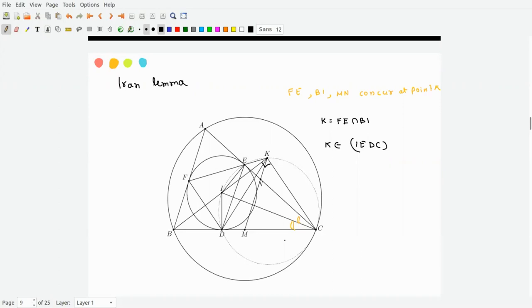So the first stage is to prove that K belongs to the circumcircle of IEDC, where you define K as FE cap BI. Any ideas how we prove this?